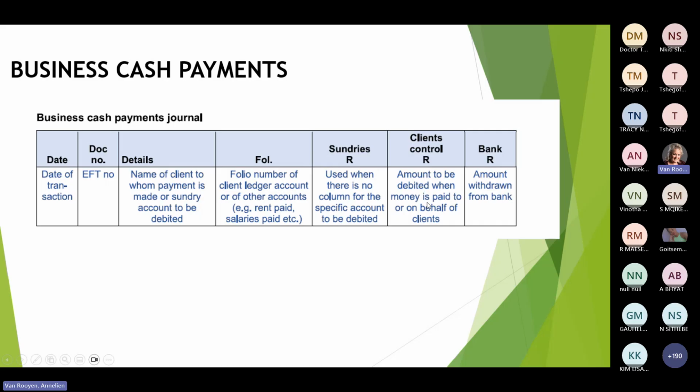But your main things will be your client's control, things that you then paid on behalf of your clients. This will go into this column and the same amount into your bank column.